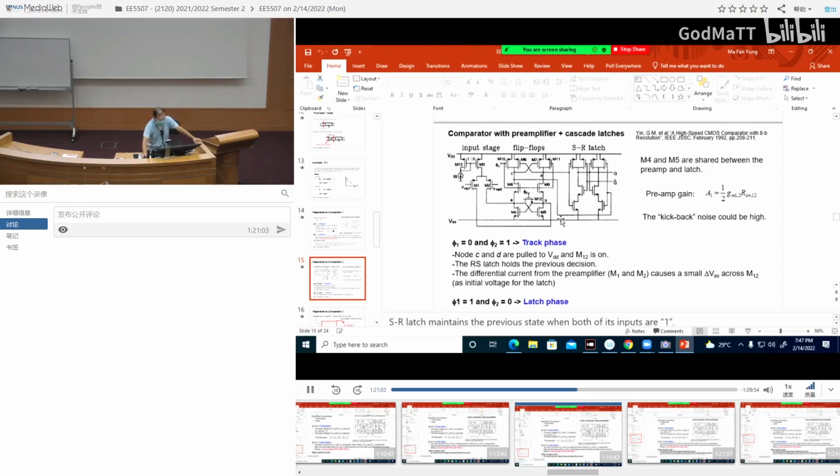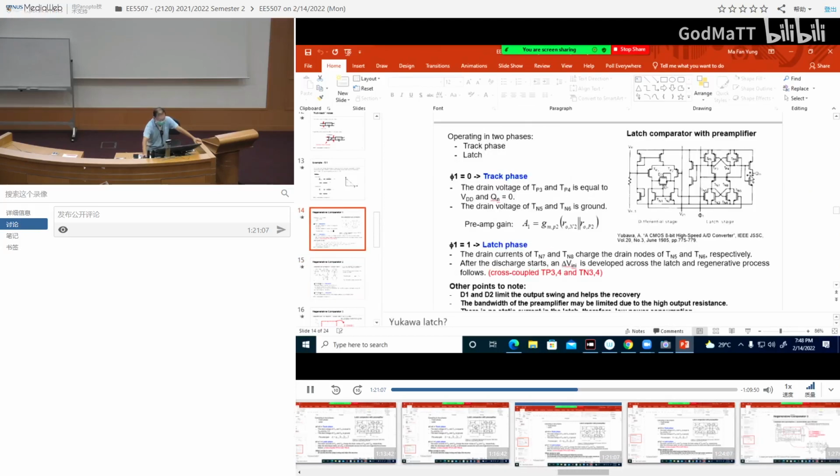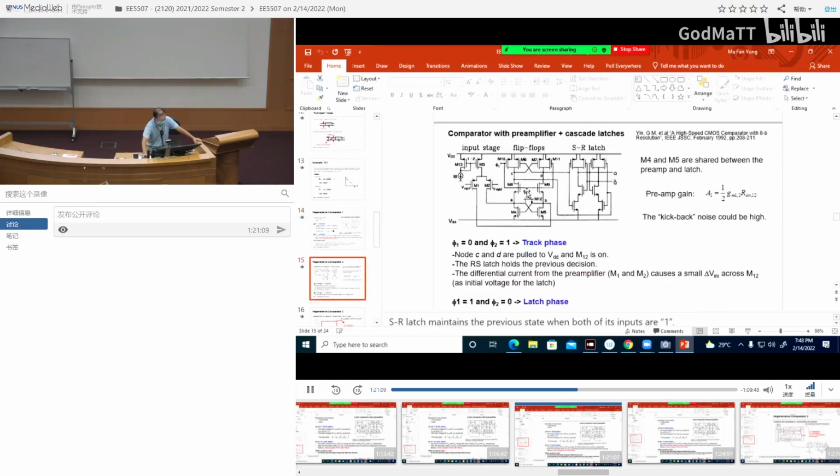And then now add one more stage here. In the previous case it was a simple inverter. Now put the SR latch. We will go through this slowly one by one. So here M4 and M5 are shared between the preamp and the latch. And what is the gain of the preamp now?